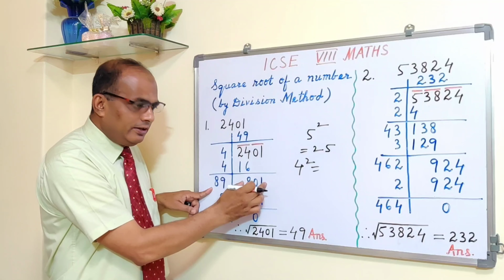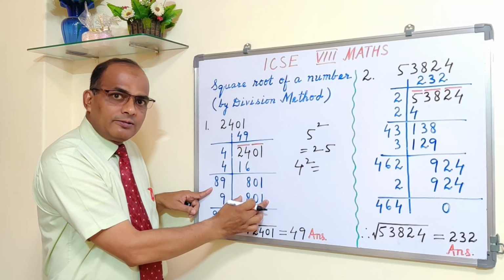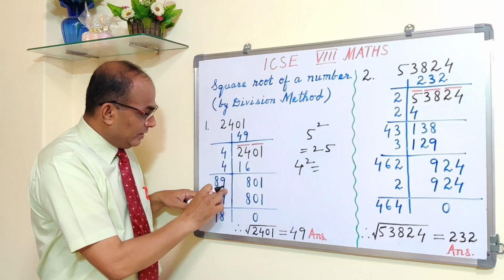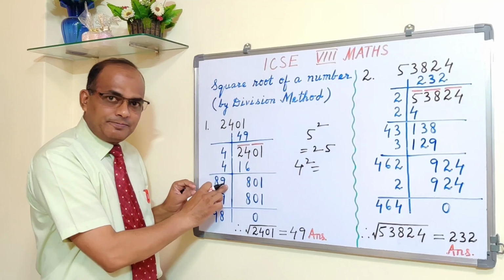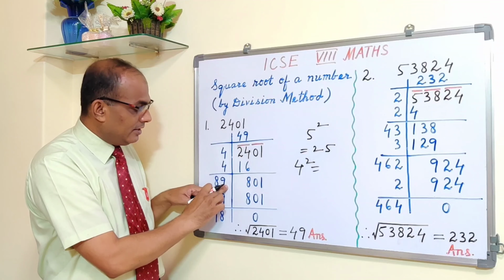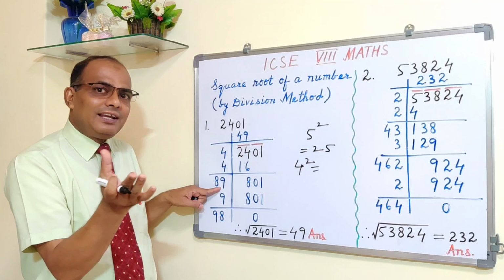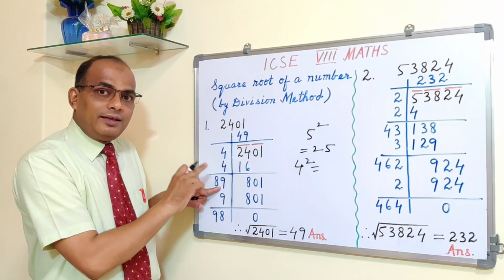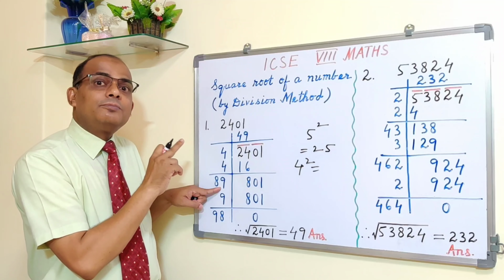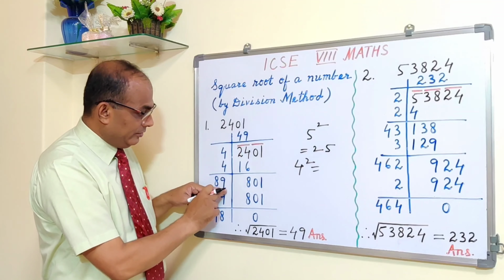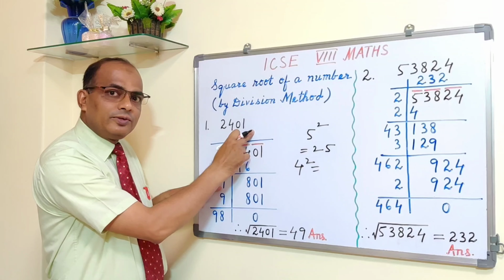Either it should be 801, which is our case, or it should be less than, but we are getting the same. Fine. So that's why I am writing 9 here. If you are writing 8, try for 8 also and 9 also. Then you will see that 9 is the required greatest possible digit, because you write 9 here and write 9 here also in the quotient.